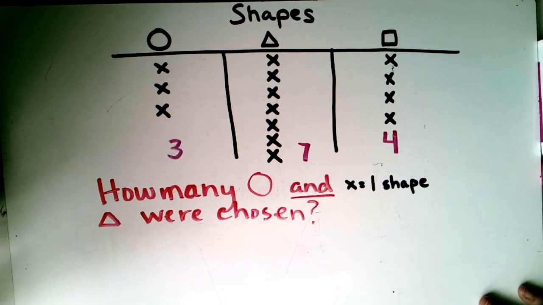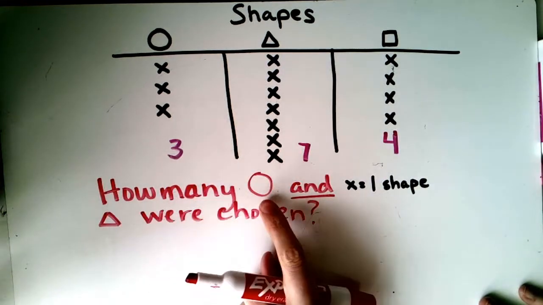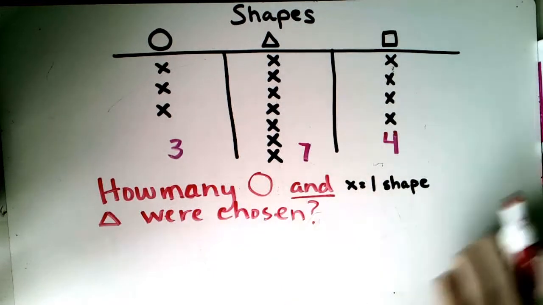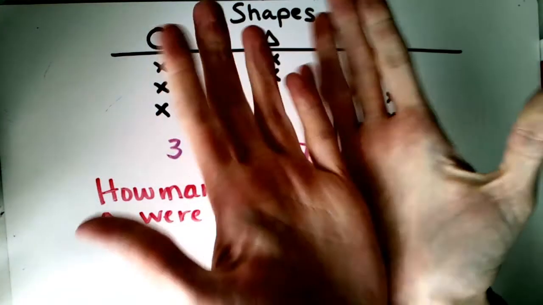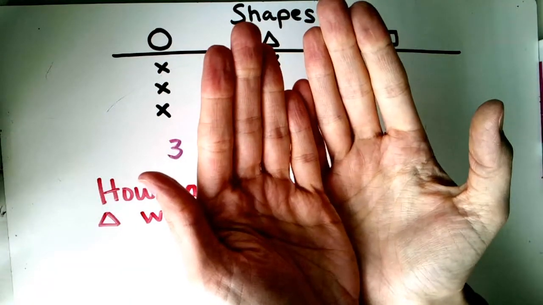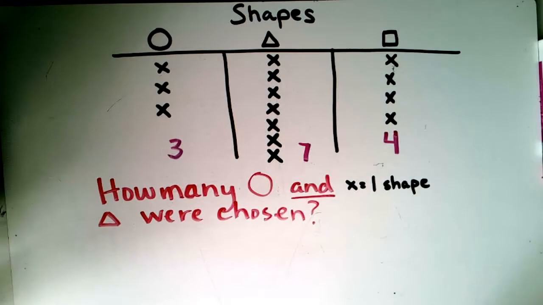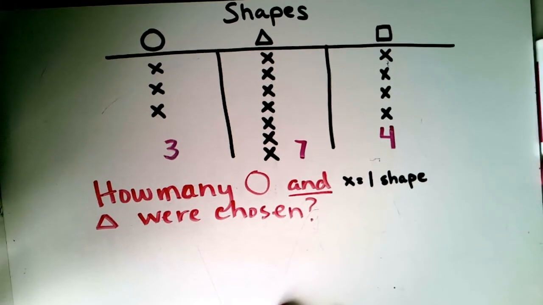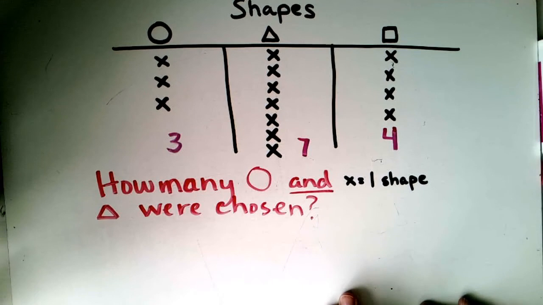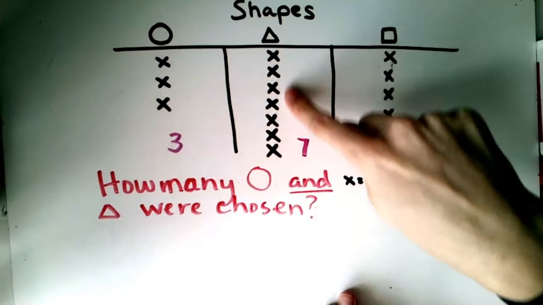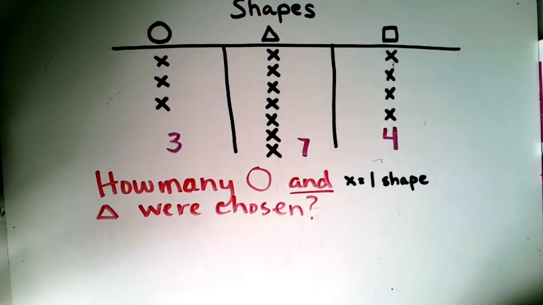That and is telling us, well, how many altogether? How many circles and triangles? So if we have circles and triangles and we put them all together, how many am I going to have? Okay, that's what that word and is asking us. So we can use number sentences to help us with this. We can also do it in our head. Or since we have X's drawn, we can also use counting and counting on. So I'm going to show you one way.